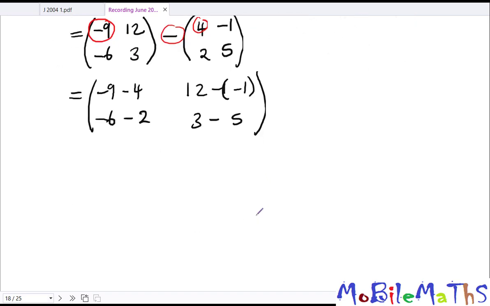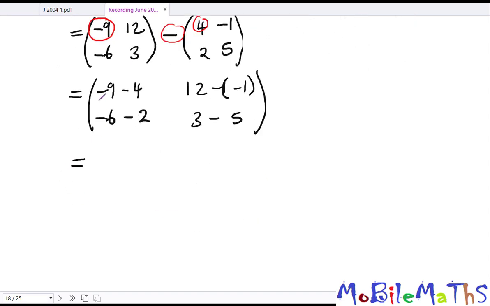Then we simplify. Simplifying this, minus 9 minus 4, that's a minus 13. Then minus 6 minus 2, that's a minus 8. Then we have 12 minus minus 1, that's 12 plus 1, we get a 13. Then lastly 3 minus 5, that's a minus 2 there. Okay, that's correct. So that's our final answer there.